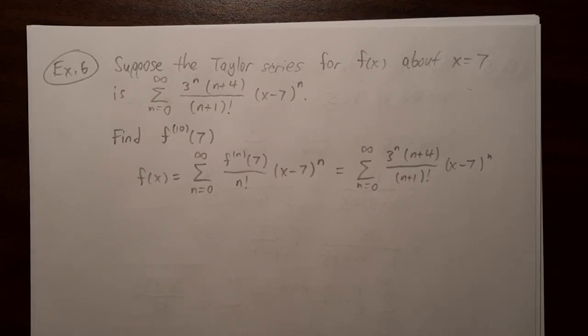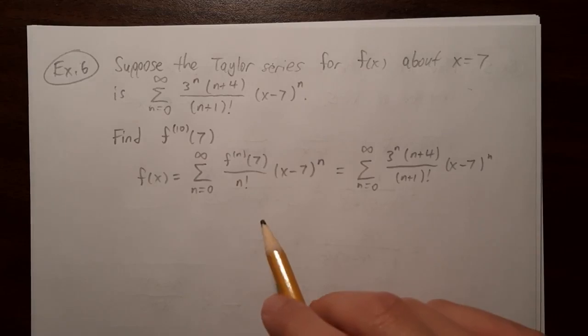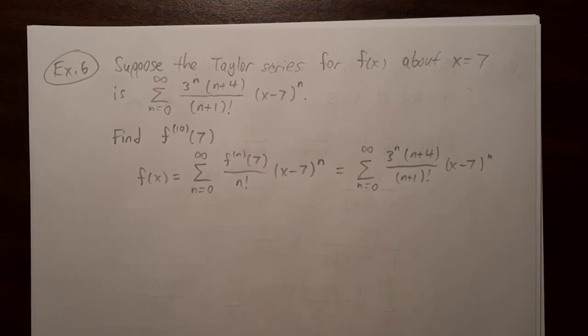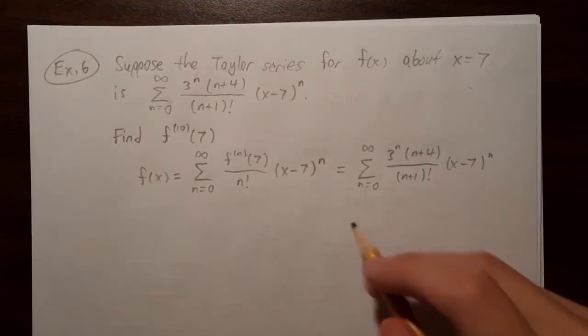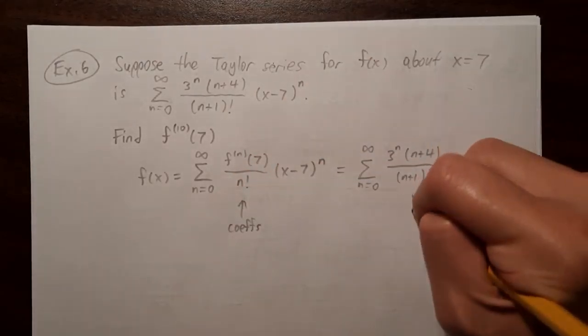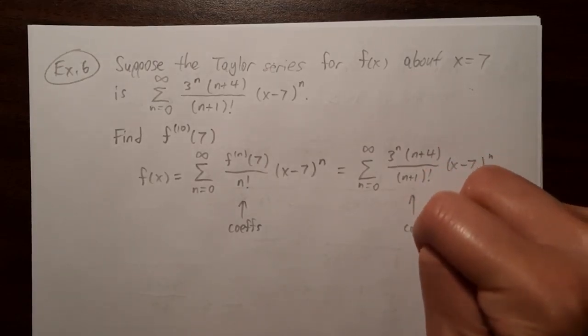So what we want is ultimately the 10th derivative of f, but we can find that if we know what the nth derivative of f is at 7. So how can we find that? You might already kind of see a way to do that. It turns out that power series, or Taylor series, just like polynomials, are uniquely determined by their coefficients. In this case, by coefficients, I mean these things. These are the coefficients of my Taylor series.